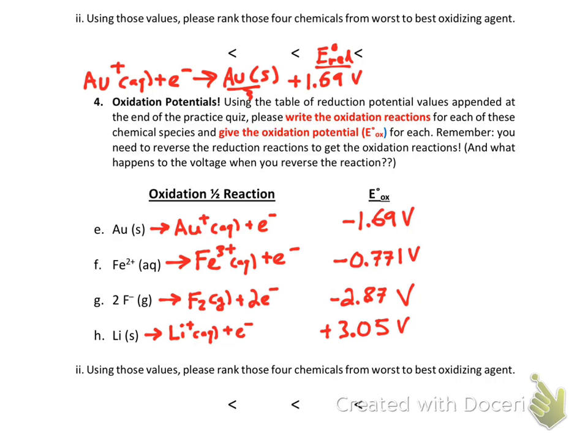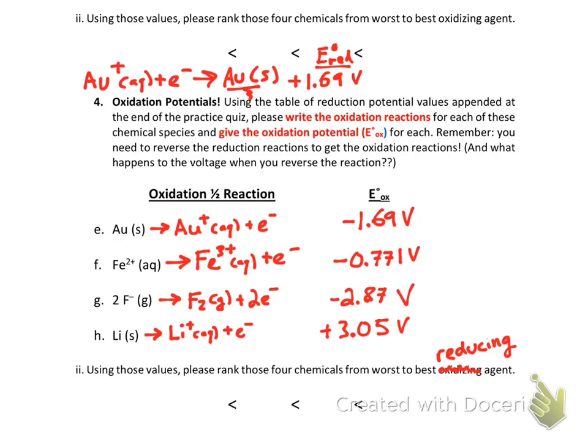Okay, so now if we rank them, oops, my apologies here. I meant to ask the question, rank them from worst to best reducing agent. My apologies for my typo here. Because we're looking at oxidation potential, we're considering them being reducing agents, not oxidizing agents. Sorry about that.